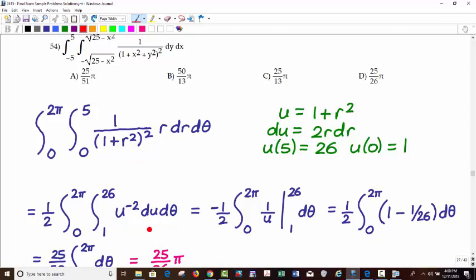I didn't write out the details, but basically the antiderivative of u to the negative 2 is u to the negative 1 over negative 1. So it's 1 over u. And then it produces a negative, so it just changes that to negative 1/2. So now we put in 26 and we put in 1.